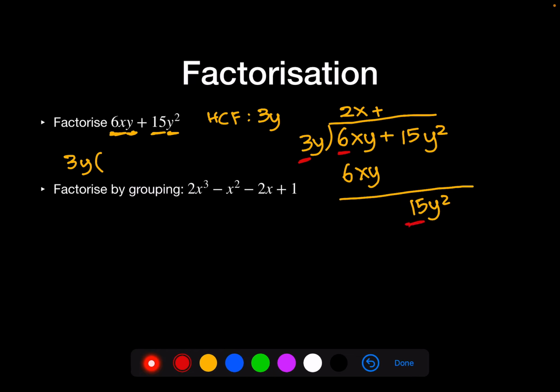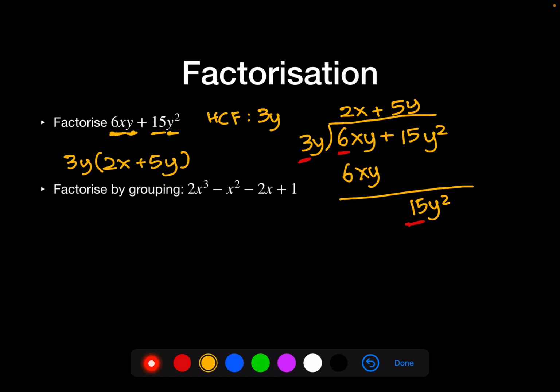15 divided by 3 gives you 5. And then y squared divided by y gives you y. So you have 5y, just like that. So our final answer is 3y, and then multiply it by 2x plus 5y. So that is our final answer for the first question.